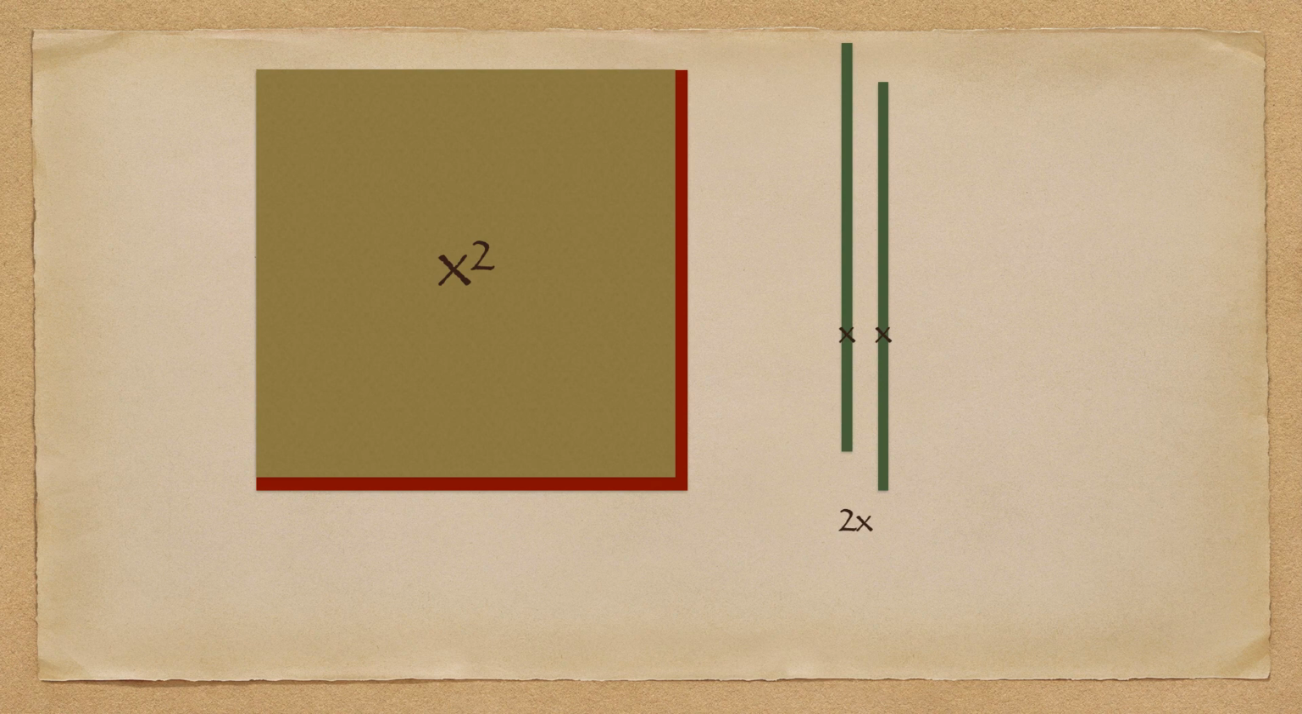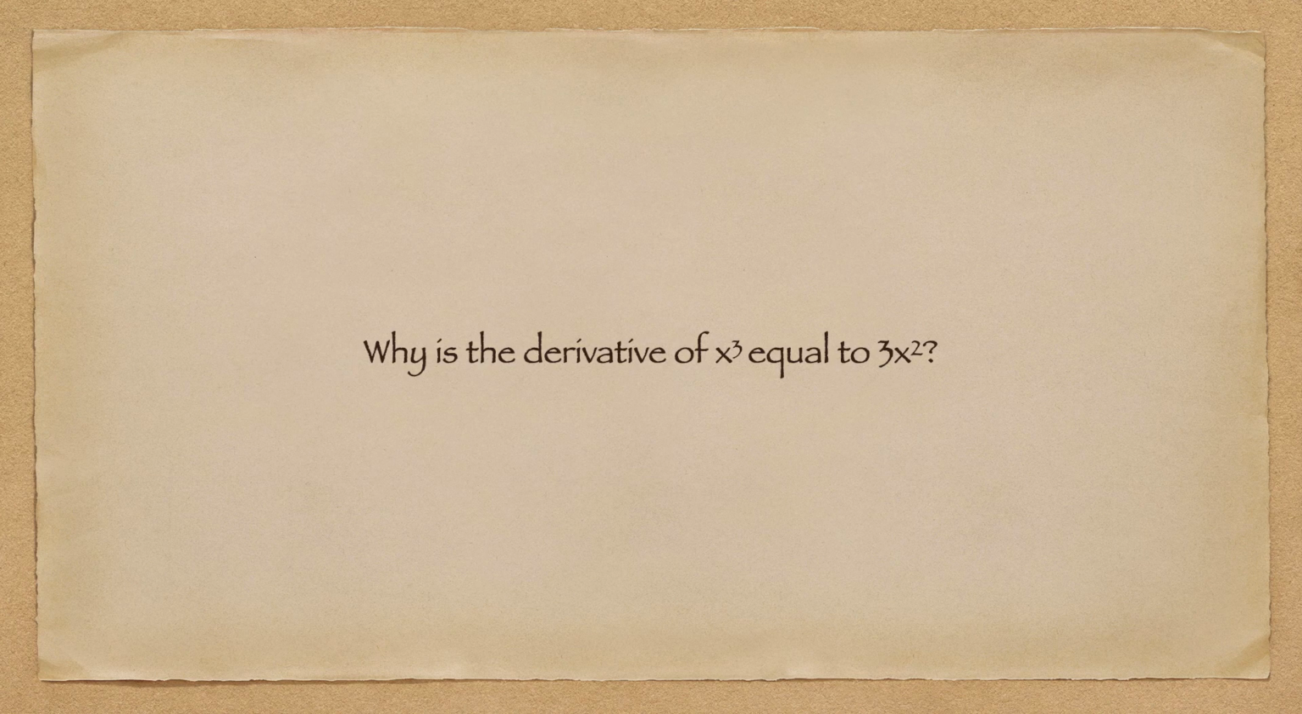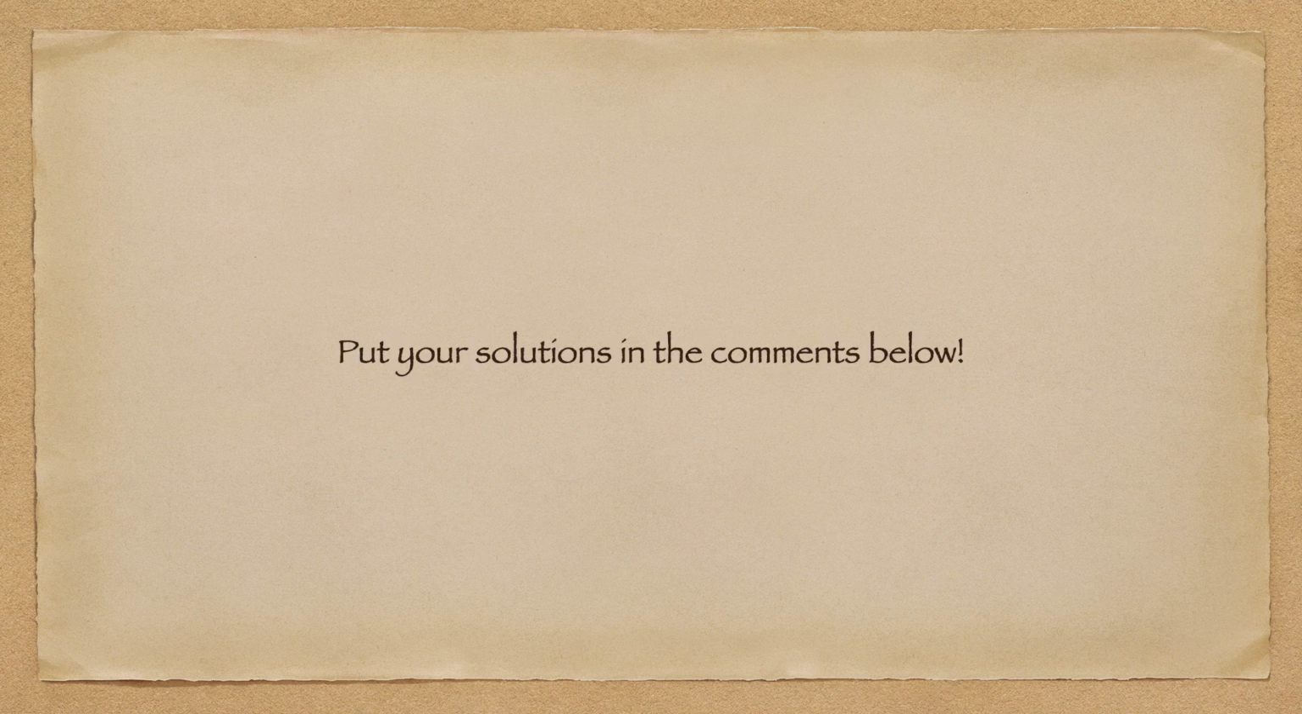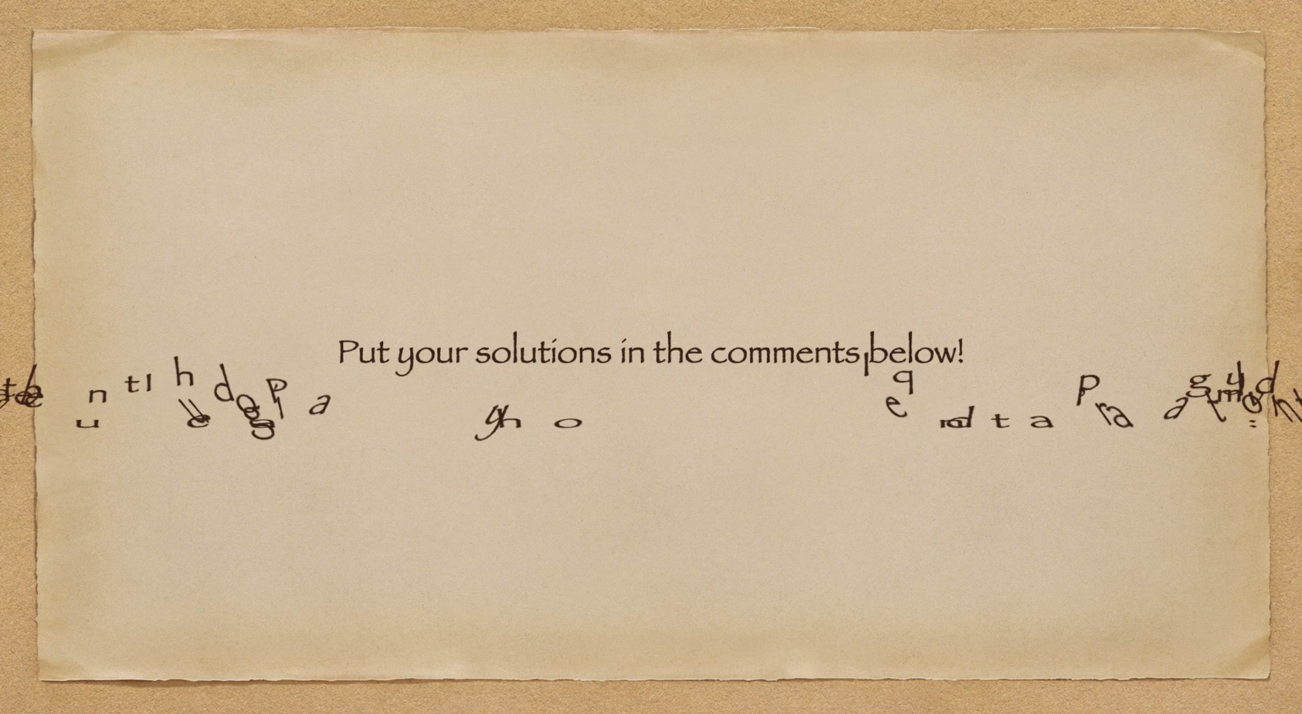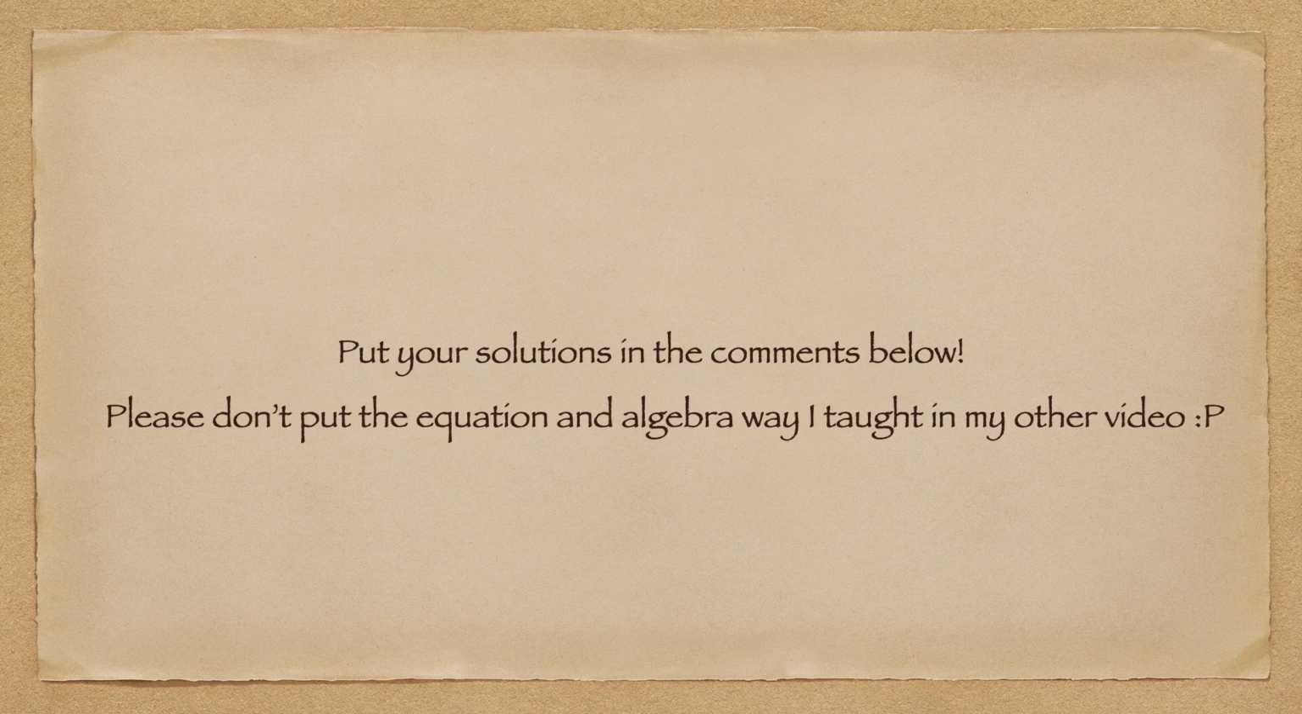So I want to do one more thing. Using the same logic, why is the derivative of x cubed equal to 3x squared? Now, I'm not going to tell you. I want you to put the answer in the comments below. I actually show you how to prove it in my other video. So I want you to go out and not use this equation, and actually come up with an intuitive way like I did with the x squared.